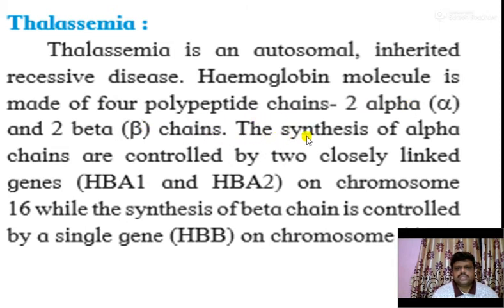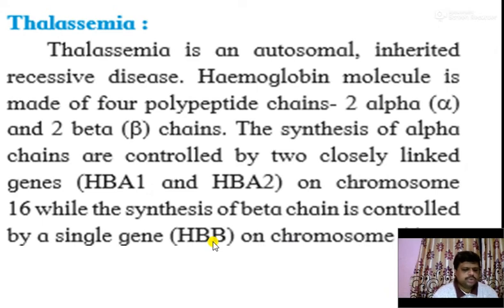The synthesis of the alpha chain is controlled by two closely linked genes, that is HBA1 and HBA2 on chromosome number 16, while the synthesis of the beta chain is controlled by a single gene, that is HBB, on chromosome number 11. So this gene is present on chromosome number 11.